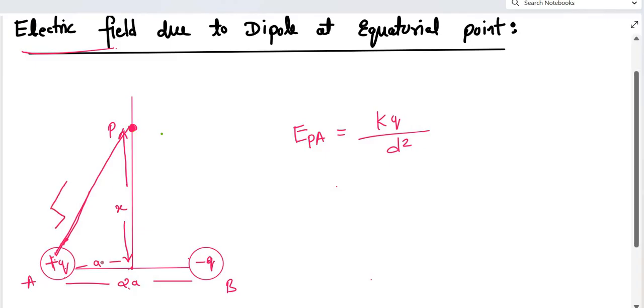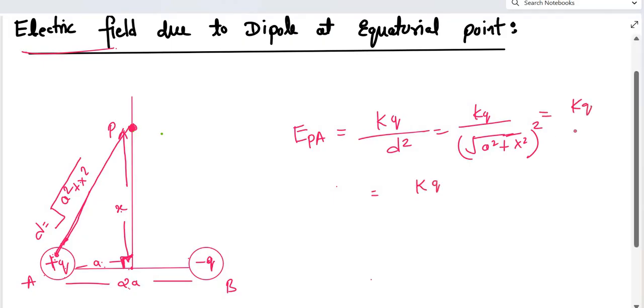If you apply Pythagoras, this distance will become under root of a square plus x square, right? You can apply Pythagoras in this triangle. This is 90 degrees, and this is the hypotenuse. So AP will be root of a square plus x square. The distance squared is root of a square plus x square, whole square. So this will become kq by a square plus x square. The under root will disappear because of the square.